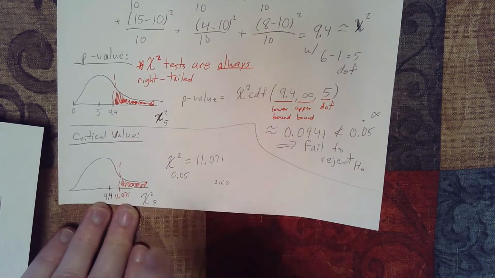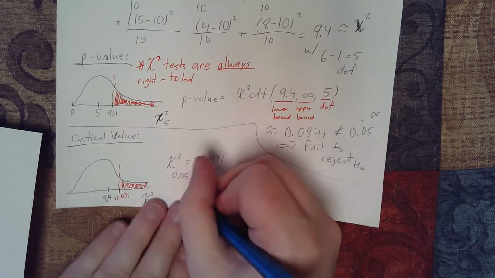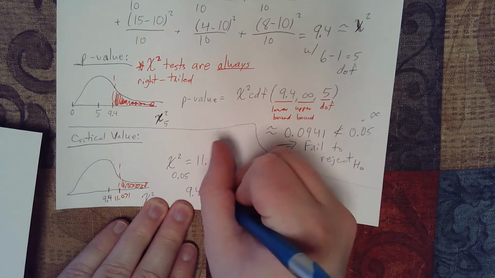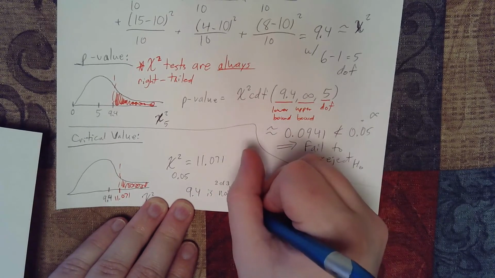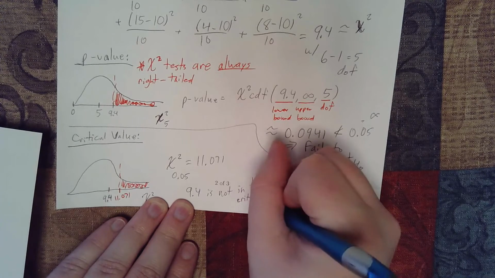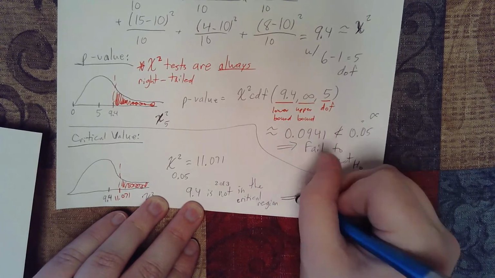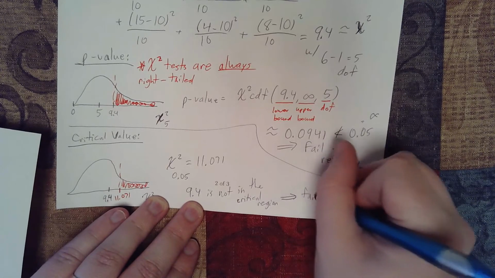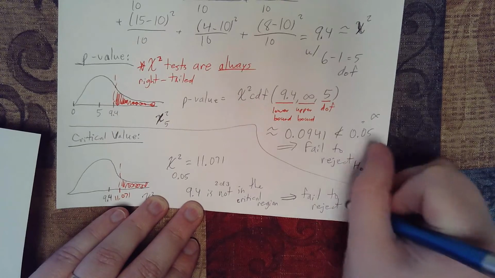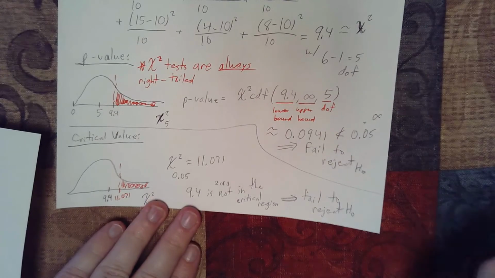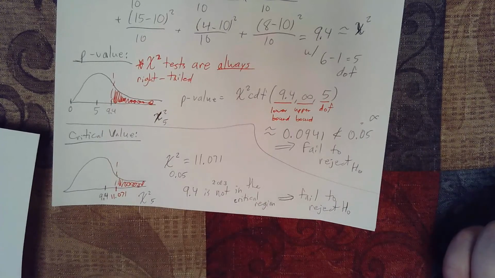We are not in the critical region, and so 9.4 is not in the critical region, which means that we fail to reject that null hypothesis. So we don't have a reason yet to believe that this die is not a fair die.